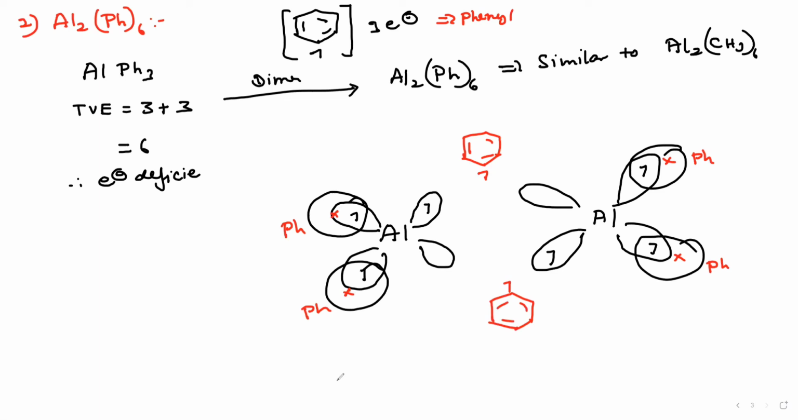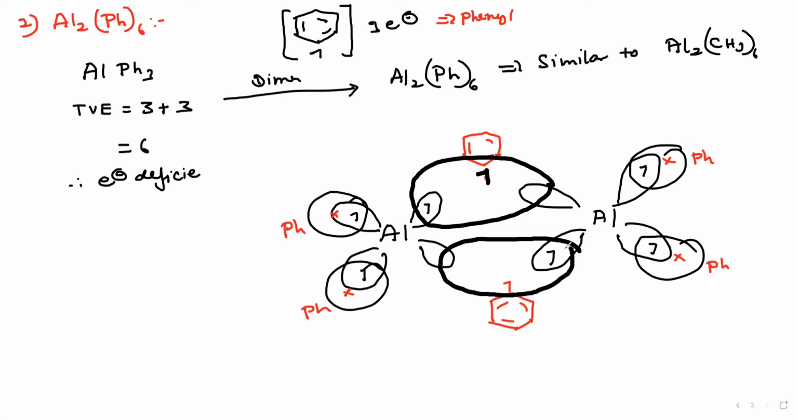Then what will happen? Same, similar to diborane, right? Therefore, here aluminium, phenyl, aluminium. This one electron is transferred and delocalized to this aluminum. Therefore, they make this type of bonding, right? In this case, they make this type of bonding. Understand? Therefore, this is aluminium, phenyl, aluminium.